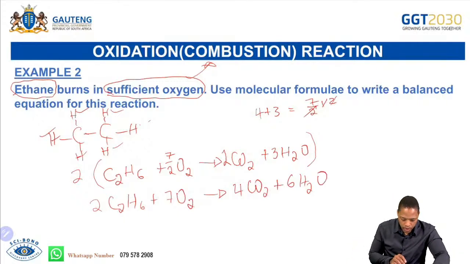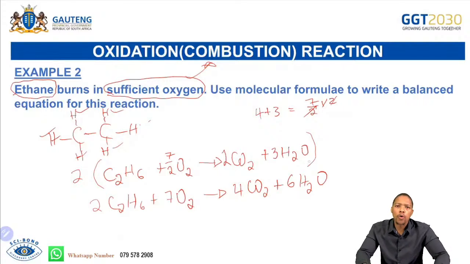Let's confirm. 2 times 2, that's 4 carbons. We have 4 carbons here. 2 times 6, that's 12 hydrogens. 6 times 2, that's 12 hydrogens. 7 times 2, that's 14 oxygen. 4 times 2 should give us 8, plus 6 will give us 14 oxygen.